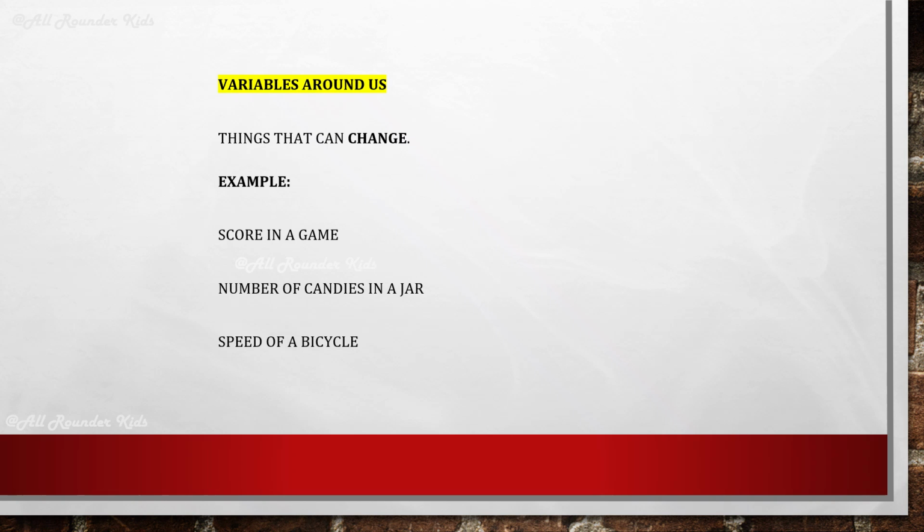Variables around us. Things that can change. Example: the score in a game. The number of candies in a jar. The speed of a bicycle.